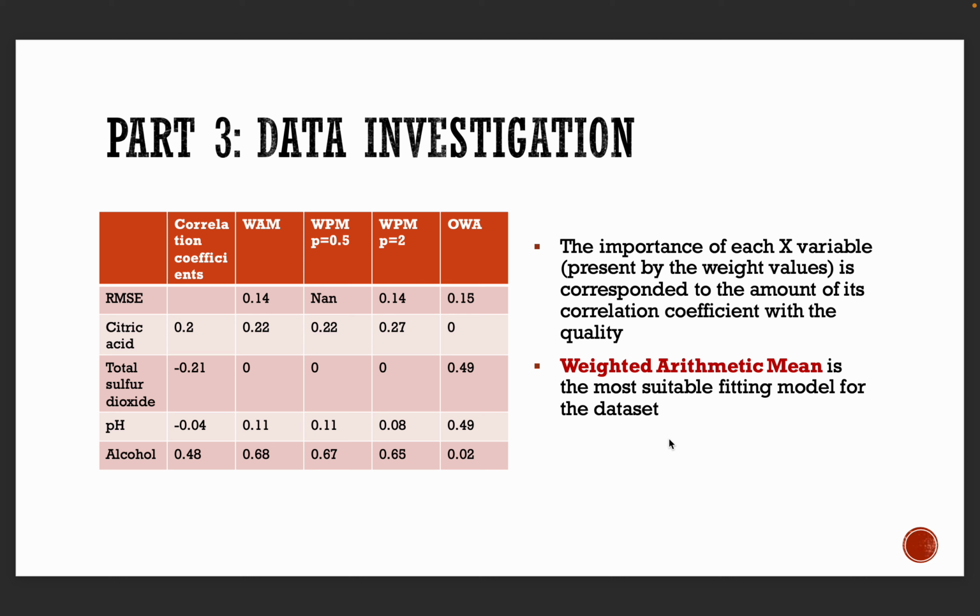In the red wine dataset, each sample is separate. There is no relation regarding power function and the order between each sample. So the weighted arithmetic mean is the most fitting model.